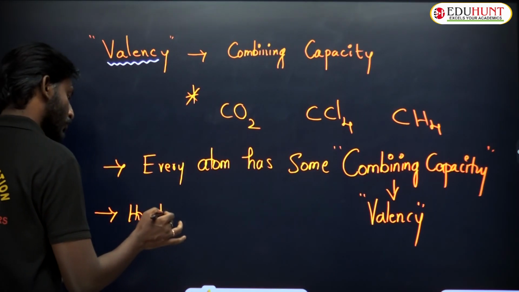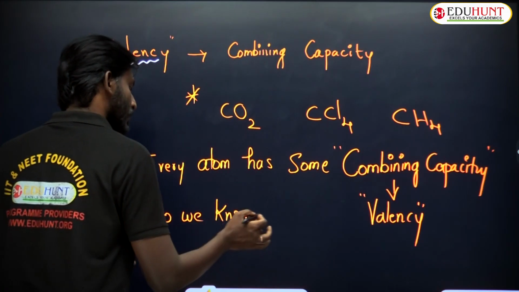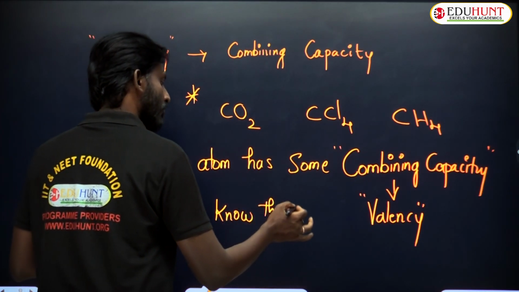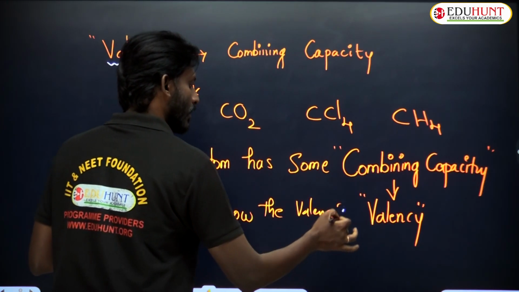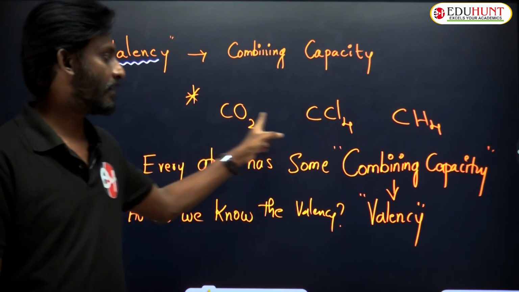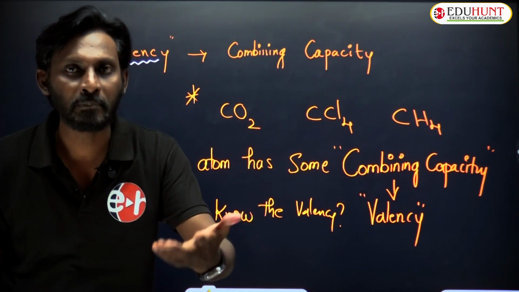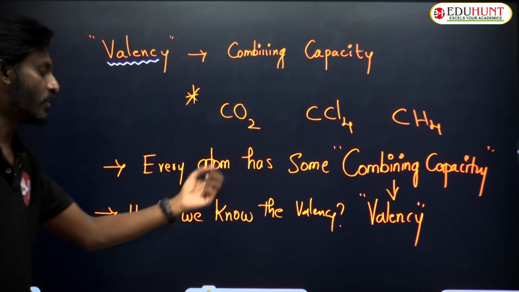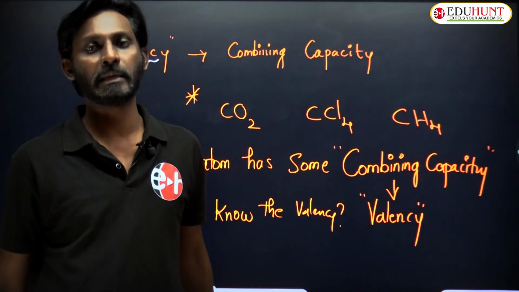How do we know the valency of a particular atom? Yes, these three are the basic examples to understand that. How do we know? How can we determine an atom having a particular combining capacity?